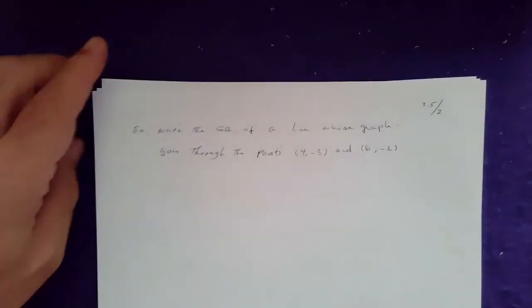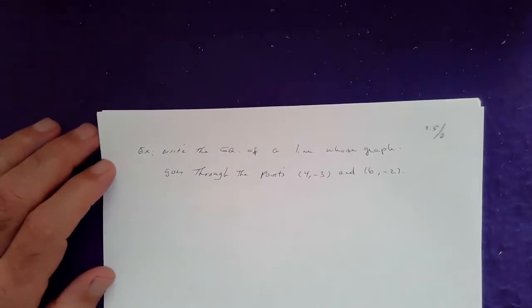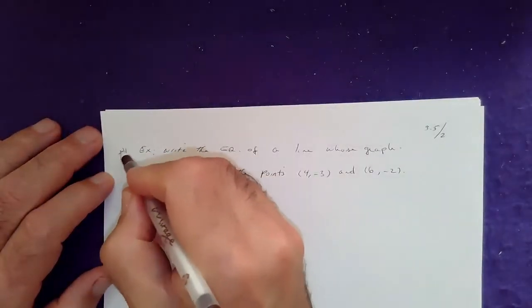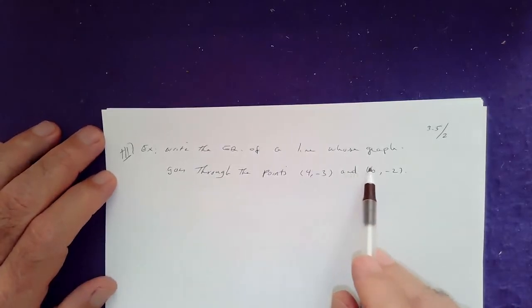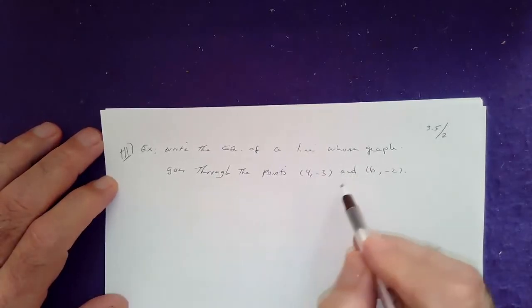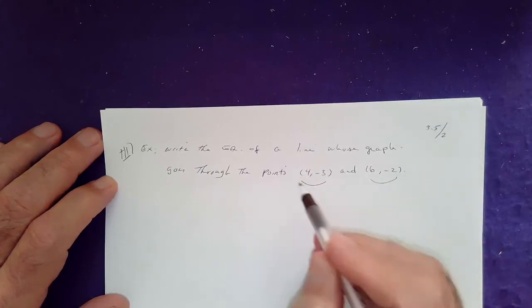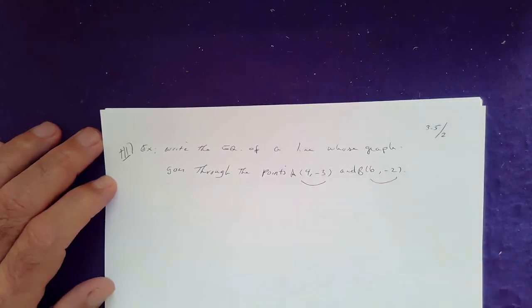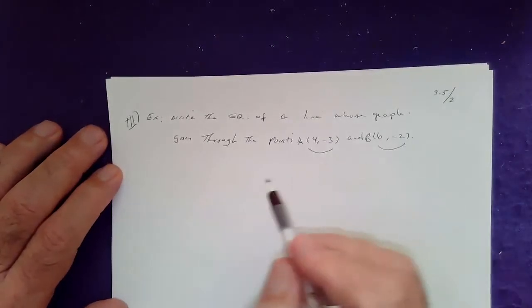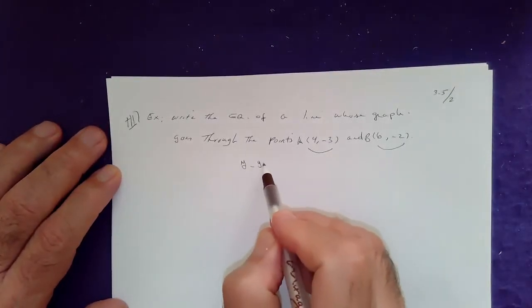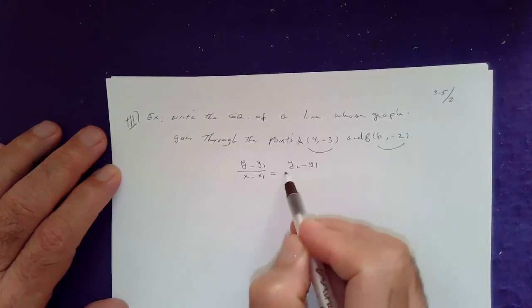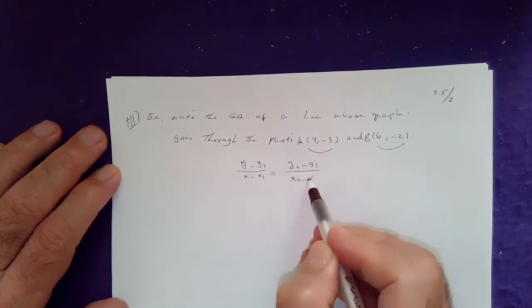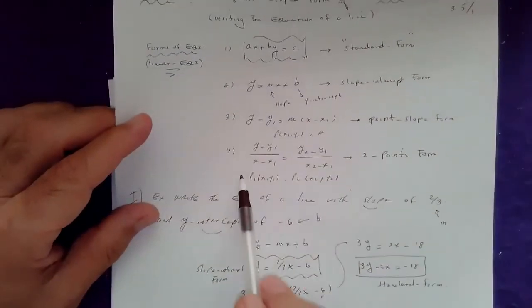Okay, the next case is case 3. When you have 2 points, write the equation of a line whose graph goes through 2 points, point A and point B. So here's A, here's B. If that's the case, then I use the 2 points form, which kind of goes like this. Remember, that was our form number 4.